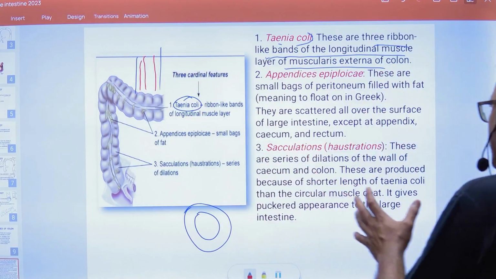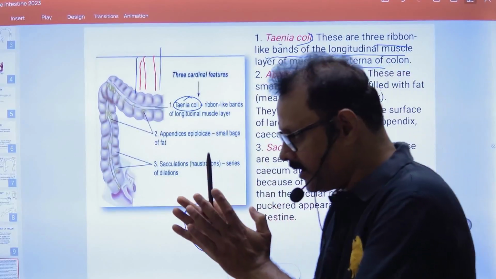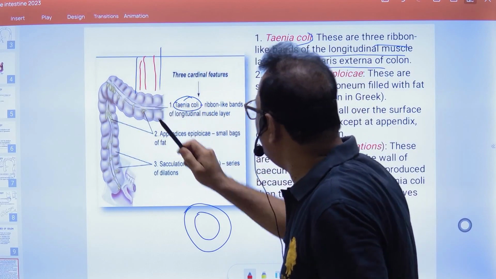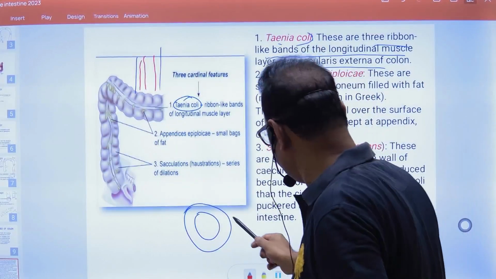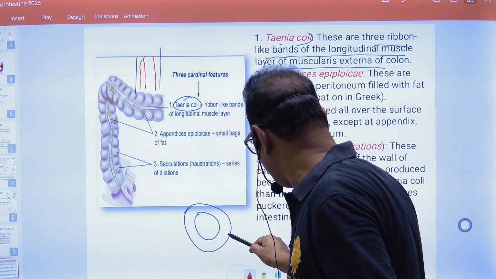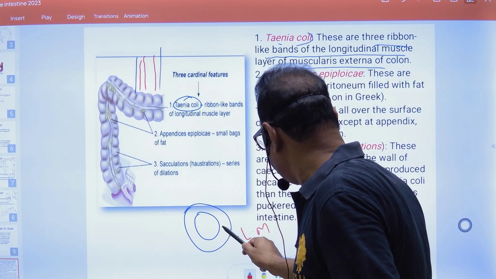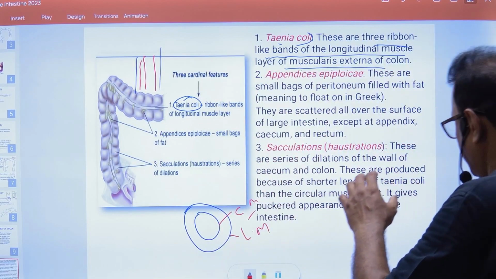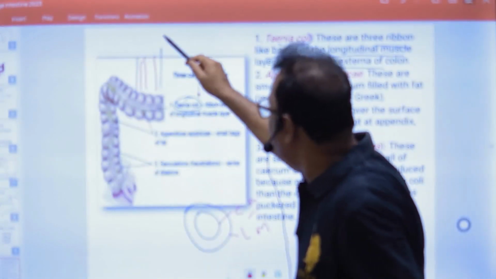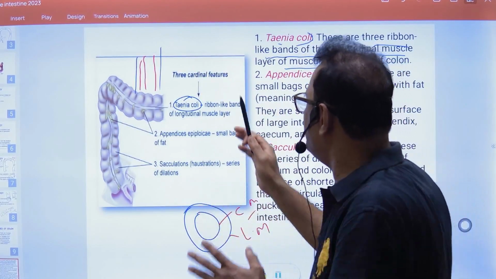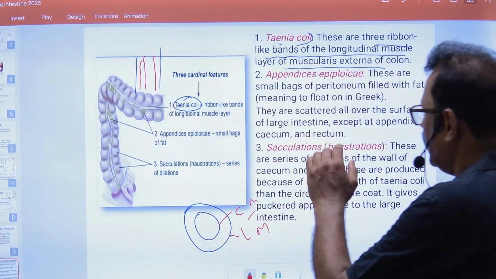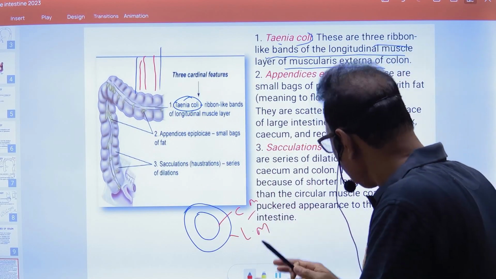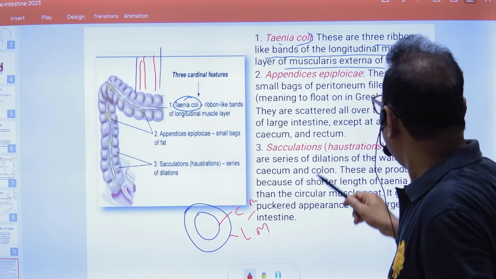And in this large intestine, the longitudinal layer gets concentrated at some points, 1, 2, 3 points, and in the remaining portion it becomes thin. We are talking about the longitudinal muscle outside, and inside we have got a circular muscle. So the longitudinal muscle outside gets concentrated at some points and at the remaining points it becomes thin. So it is a muscular band of the longitudinal muscle.